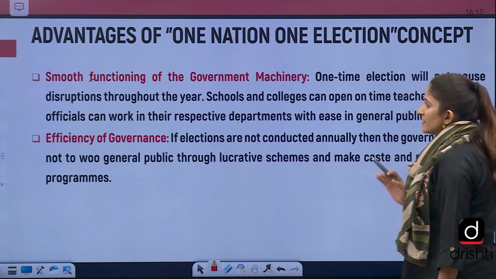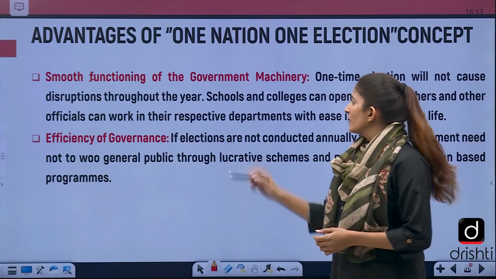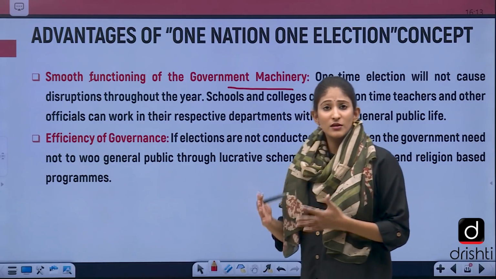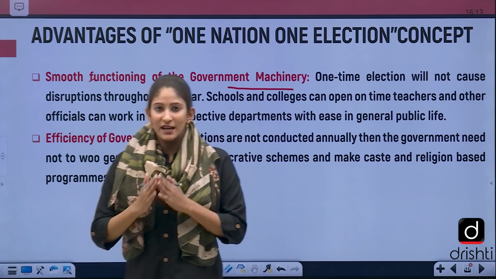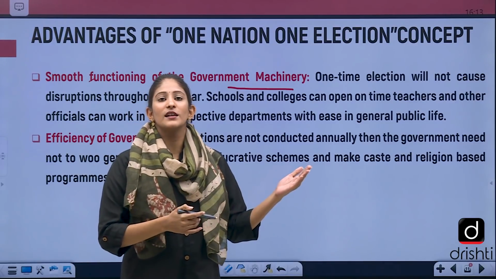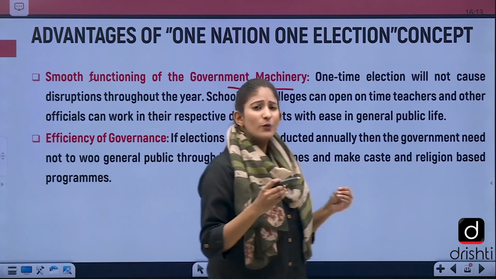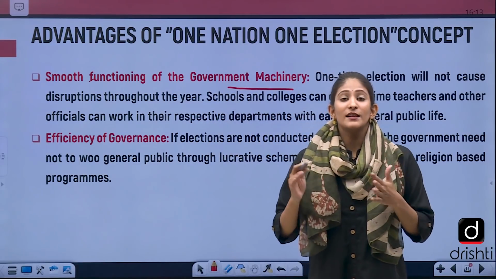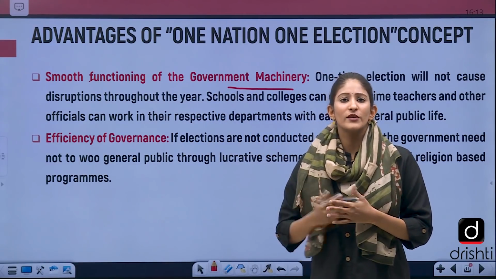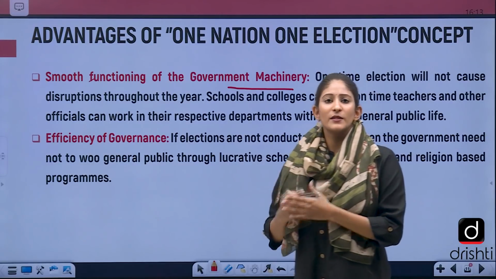Now, what else? Smooth functioning of government machinery. Now, when the state governments and the central government conduct elections, they deploy a huge amount of manpower. Still, it is seen that rigging of poll results is there, and vandalism is there.